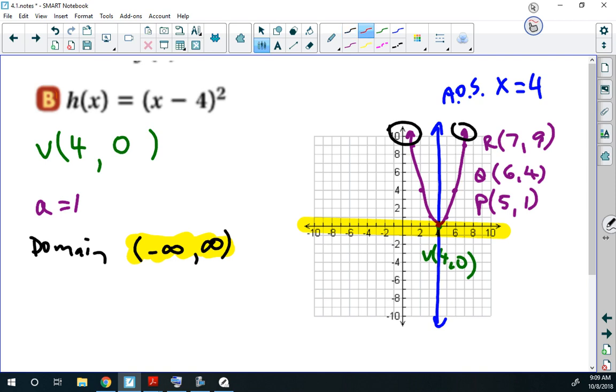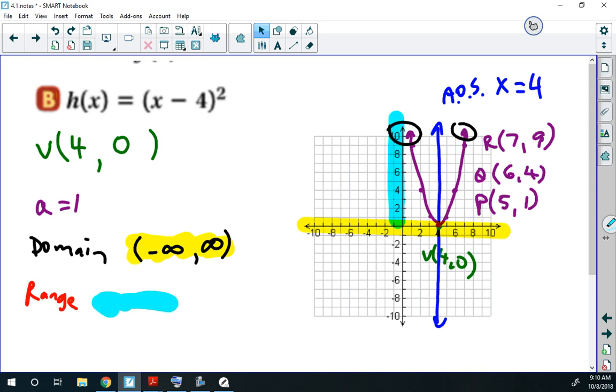Our range is a little bit different. I wanted that to be red. Change color markers here. Our range is what y values does this function take on? And if I look at my y-axis, that thing doesn't go below 0. So my range is going to go from 0 up to infinity. Okay.